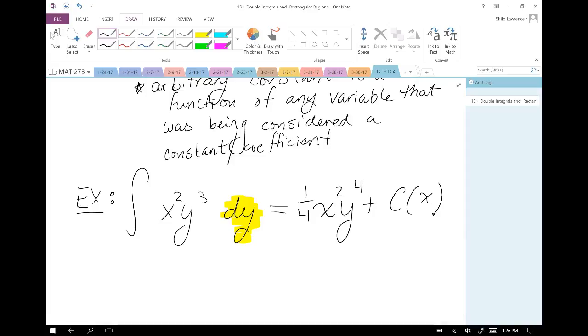The x squared is multiplied, so it's a coefficient. It's just going to get carried to our answer. So 1/4 x squared y to the 4th plus an arbitrary constant. Since it's an indefinite integral, we're not evaluating it. We're going to have an arbitrary constant.